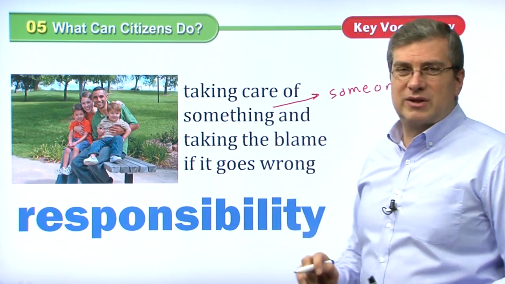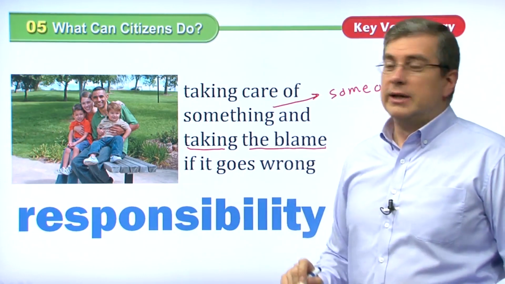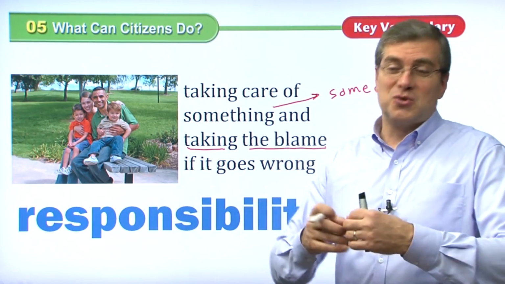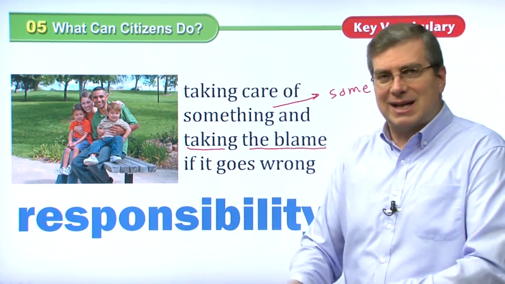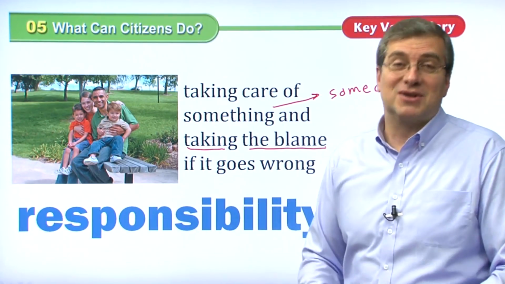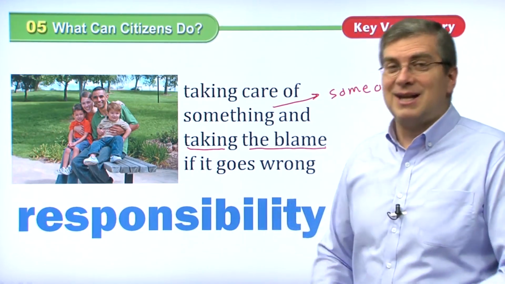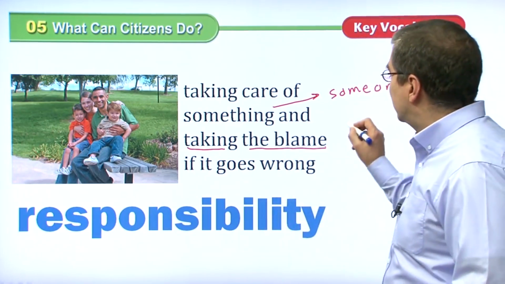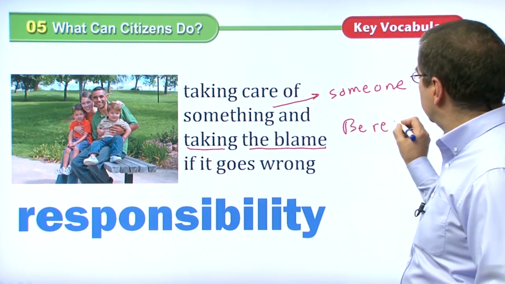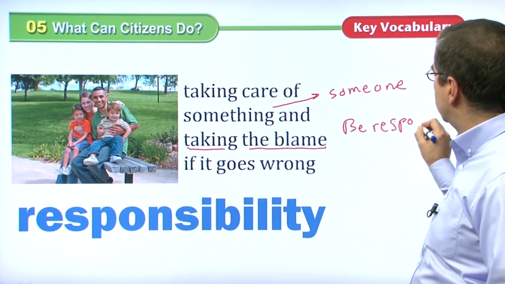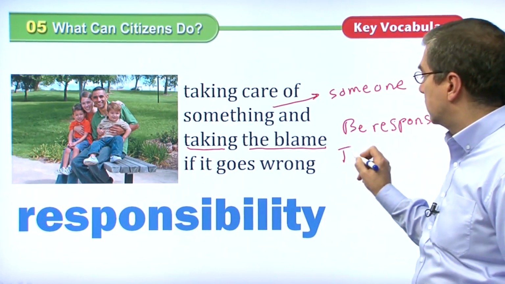Also, part of being responsible means taking the blame if it goes wrong. So if you do go out and you ruin your book, right? You go out and you drop your book in a muddy puddle and it gets all wet because you made a mistake. You should admit it. Don't lie. Don't say somebody stole your book, right? Be responsible. Do not lie. Be responsible. Take responsibility.